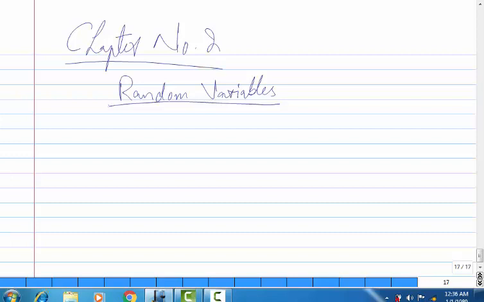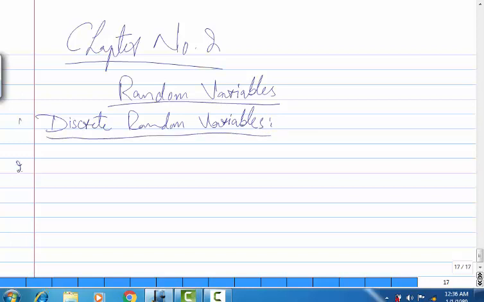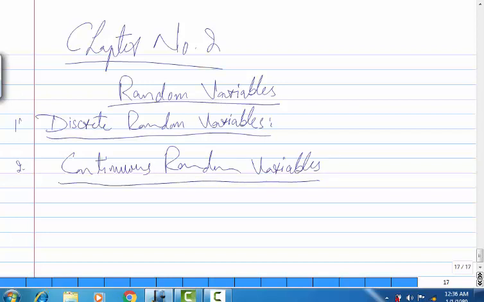Now there are two types of random variables. One is known as discrete random variables, second is continuous random variables. So there are two types, one is the discrete one and the other is the continuous random variable.